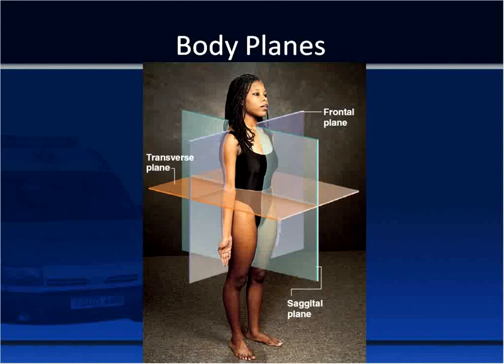The transverse plane is the crosswise field that divides the body into superior, which is upper, and inferior, which is lower sections. Transverse plane is also called the horizontal or axial plane. A cut into the transverse plane may also be called a cross-section. And this concludes our introduction to anatomy and physiology.